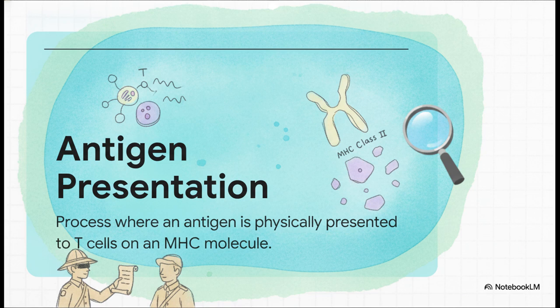It all comes down to a core concept called antigen presentation. Basically, it's a process where an antigen, which is just a tiny fragment of a pathogen, is physically held out and presented to those blind T cells on a specialized molecule called MHC. It's kind of like a frontline scout holding up a crucial piece of evidence for the general to inspect. Without that explicit presentation, the T cells would just drift right past the threat without batting an eye.